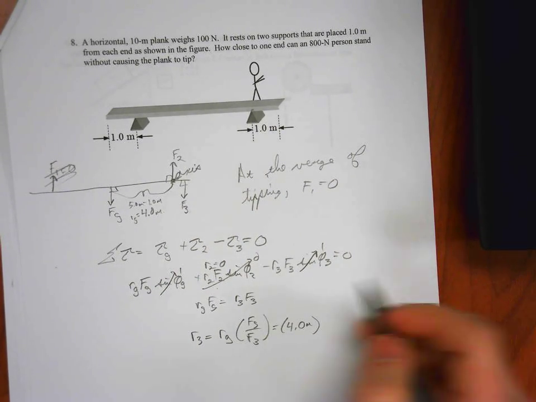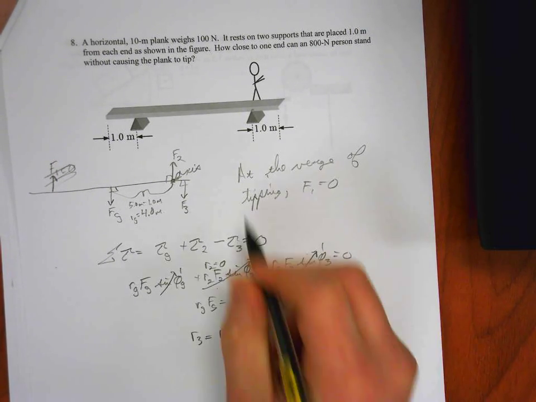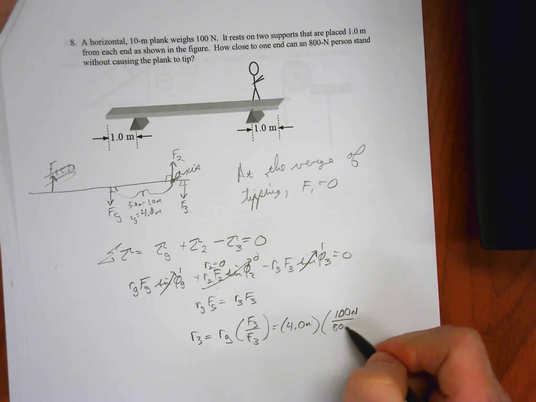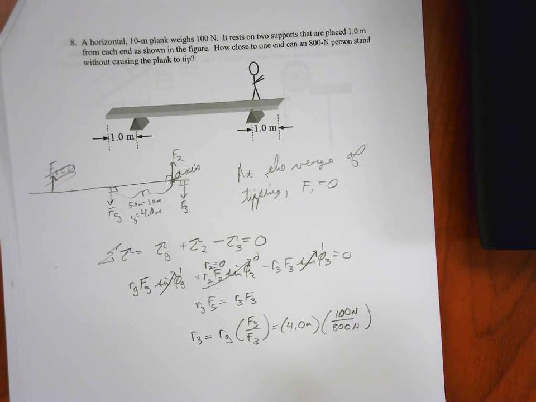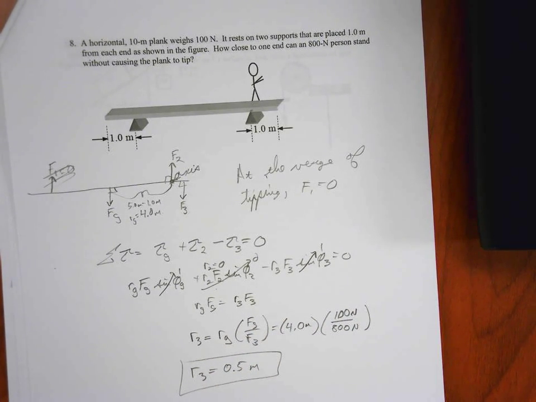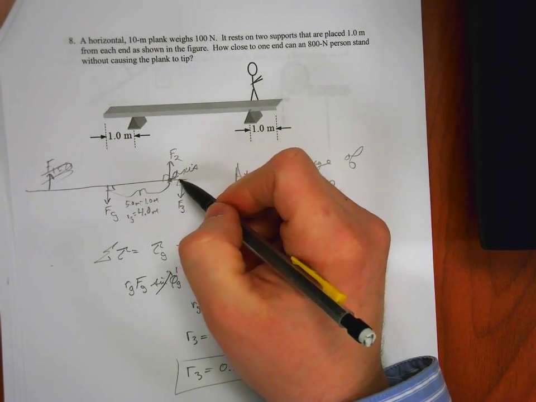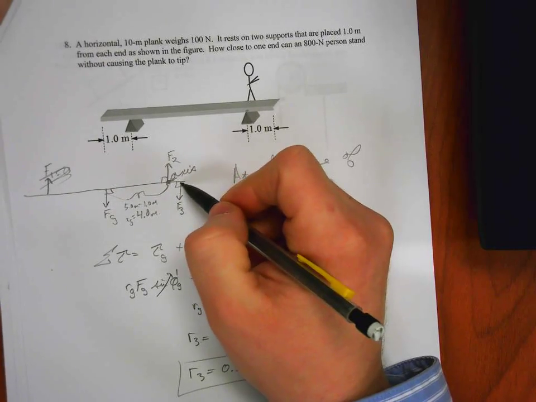Fg is, we're told the weight of the plank is 100 newtons, and the weight of the person is 800 newtons. So r3 is 0.5 meters. Now r3 is really the distance between this point and wherever the guy is standing, F3.